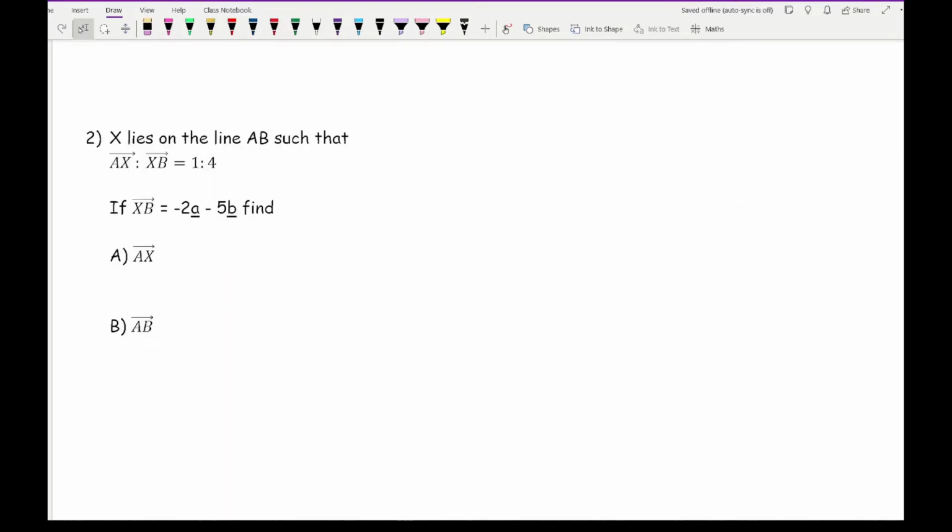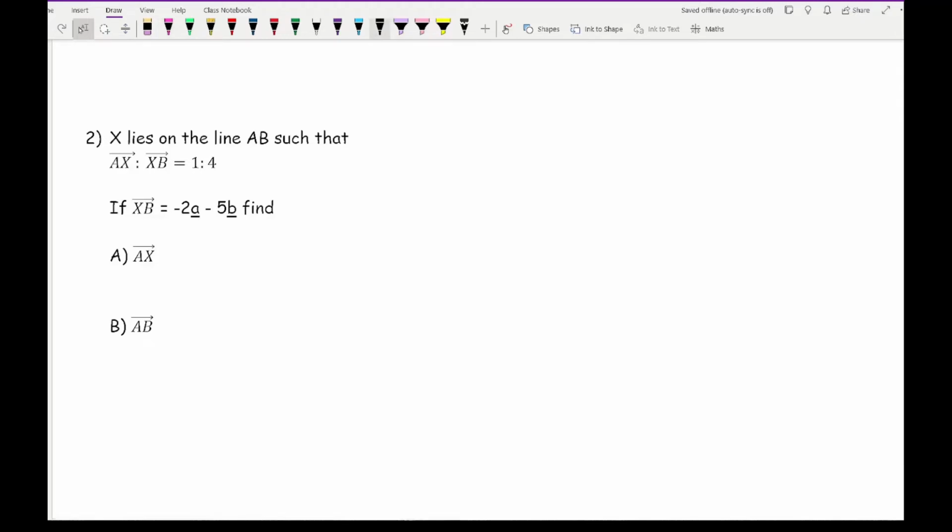So let's now have a look at example 2. It says X lies on the line AB such that AX to XB is in a ratio of 1 to 4. It says if XB is equal to minus 2a minus 5b, find AX and AB. Now this question is slightly different simply because we haven't been given the total length of AB.